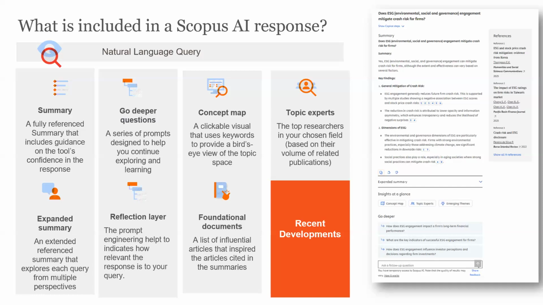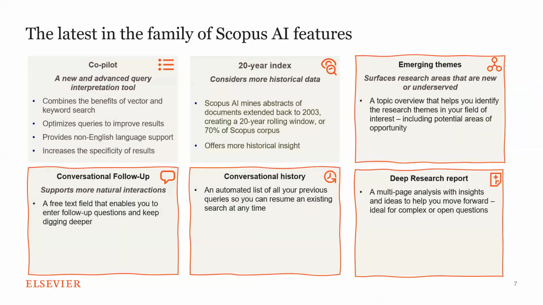And so, going to look at what are the more recent developments. So the latest in the family of the Scopus AI features, right? So here we have Copilot. So the Copilot combines the benefits of vector and keyword searching. It also optimizes the query to improve results.